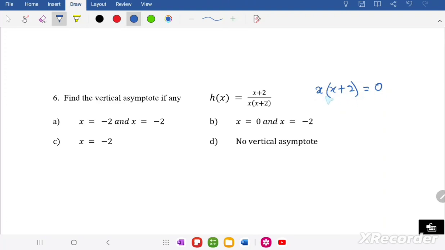So we have two factors here. One is just x, the other is x plus 2. So we use the zero factor property to solve for x. First make x equal to 0 and then take the next factor, which is x plus 2, equal to 0. So x equals negative 2. So the two vertical asymptotes will be at x equal to 0 and x equal to negative 2.